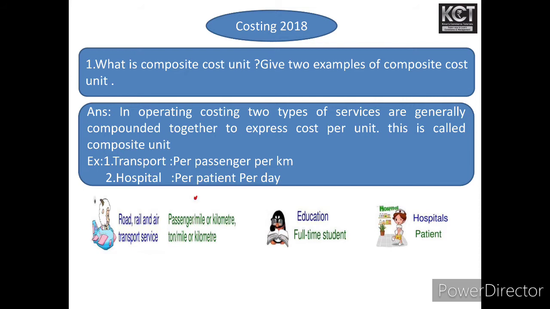What is composite cost unit? Give 2 examples of composite cost unit. In operating costing, 2 types of services are generally compounded together to express the cost per unit. This is called as a composite unit. For example, transport per passenger per kilometer. Second one is hospital per patient per day.